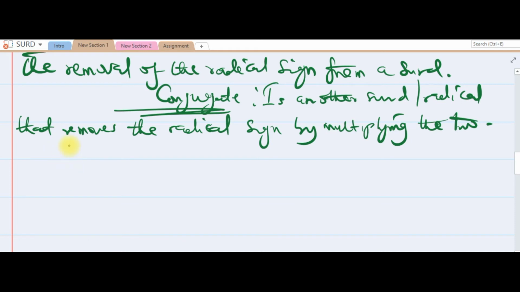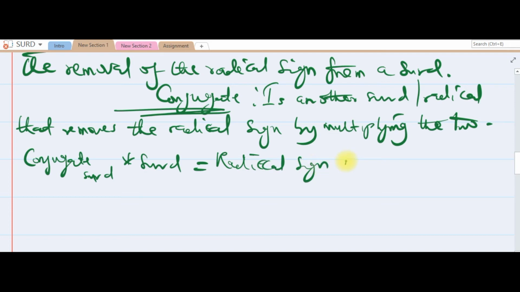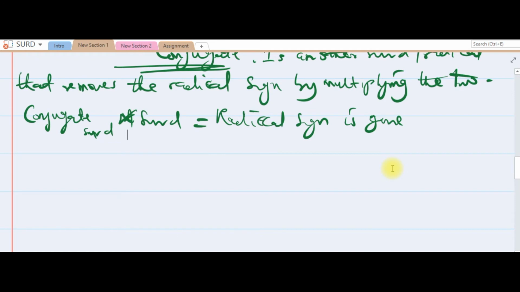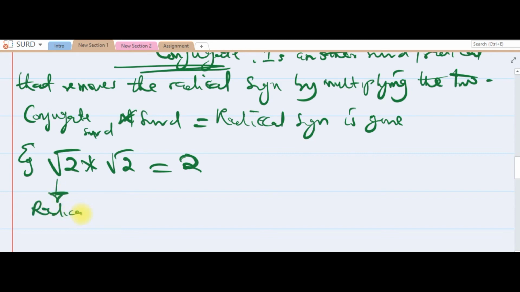So that's what I'm saying. If you multiply a conjugate of a surd times the surd, the radical sign is gone. There's nothing like an nth root again after the multiplication. Anything that has that property is the conjugate of that. Example now: the conjugate of root 2 is root 2, meaning if this is the radical, this is the conjugate.